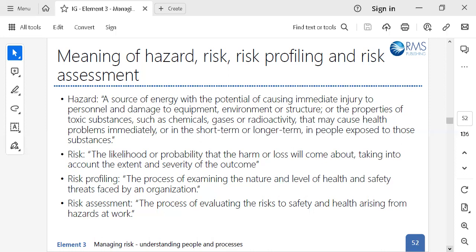Risk: the likelihood or probability that the harm or loss will come about, taking into account the extent and severity of the outcome. So in risk, we need two things: one is the likelihood, and the other is the severity. Risk profiling: the process of examining the nature and level of health and safety threats faced by an organization. We will study risk profiling in detail later. Risk assessment: the process of evaluating the risk to safety and health arising from hazards at work. We will also study risk assessment in detail later.